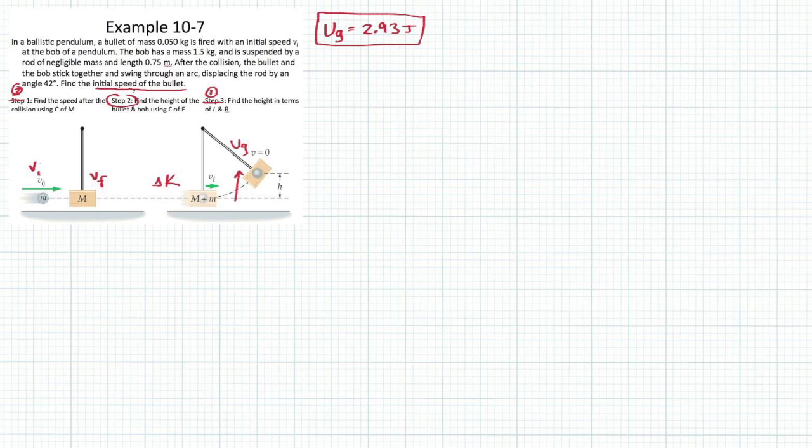Our goal for part 2 is to find out what the velocity was of this bullet and bob system right before it starts rising upwards, as that pendulum arcs upwards. Okay, so this right here is going to be our goal, to find out the velocity. And again, we get that velocity from knowing the kinetic energy of it, and we know the kinetic energy from knowing the potential energy. So let's go ahead and start this.